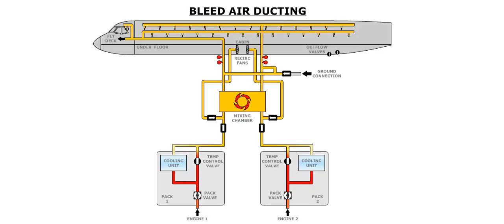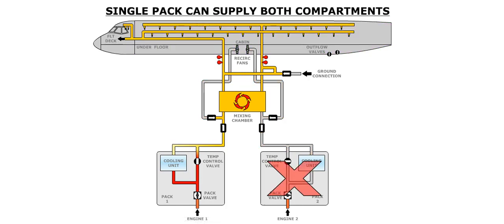The packs take bleed air from the pneumatic system and convert it into cool air, which is circulated through the aircraft via a system of ducts. The left pack normally supplies both the flight deck and the passenger cabin, whereas the right pack normally supplies only the passenger cabin. In the event of a failure of either pack, the remaining pack will supply both compartments through the mixing chamber.